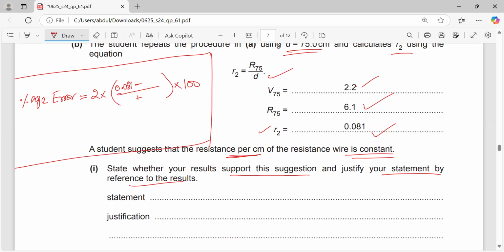Difference in the values. So 0.081 minus 0.078 over 0.081 plus 0.078, times 100. Please tell me how much percentage this is. Pick up your calculators and do it. Write it in the chat box quickly.